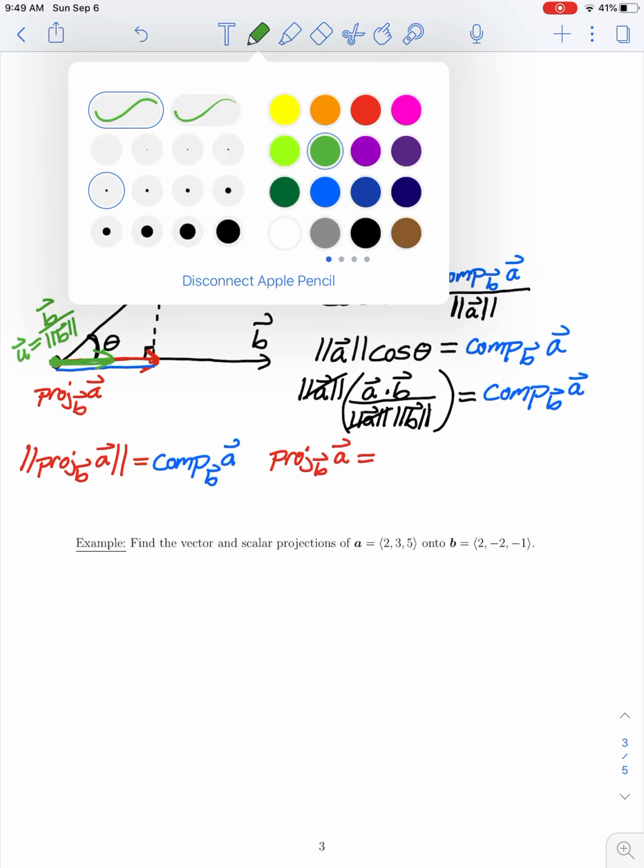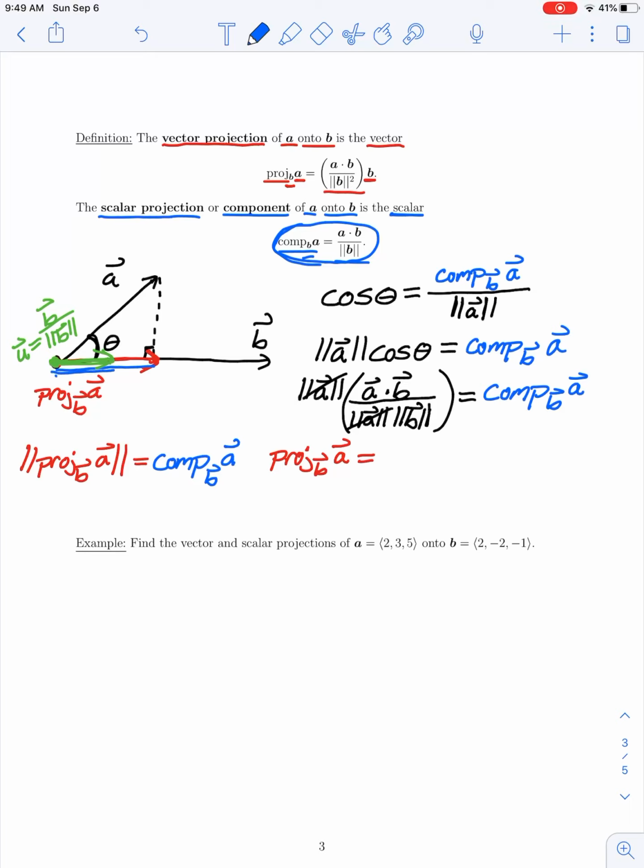And then I would scale the length of that unit vector to have the length defined by the component of A onto B. So I'm going to take the desired length of my vector, which was the component of A onto B, given by the dot product of A and B over the magnitude of B. And I'm going to multiply by a unit vector in the direction of B, which could be found by taking B and dividing by its magnitude.